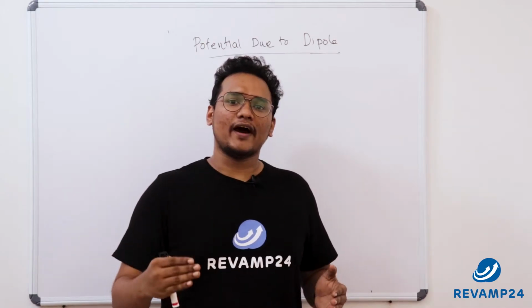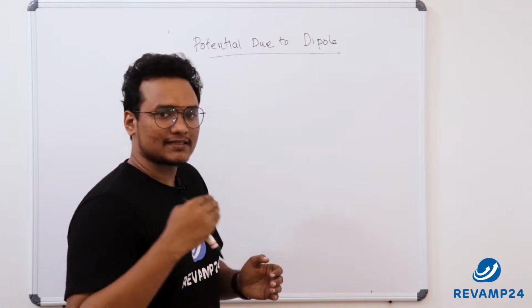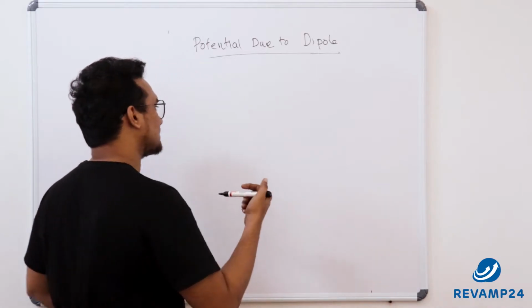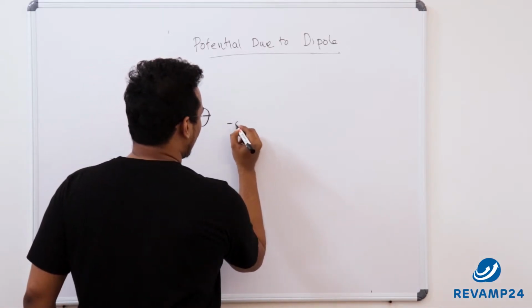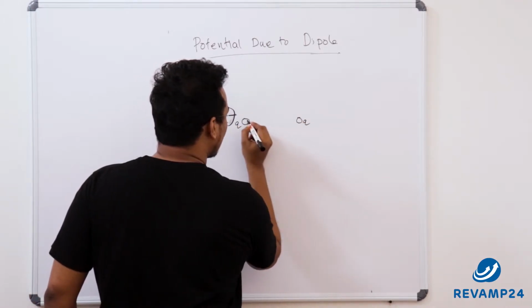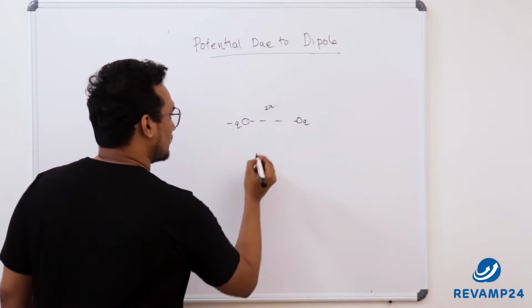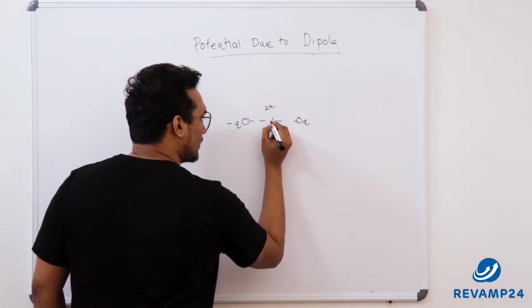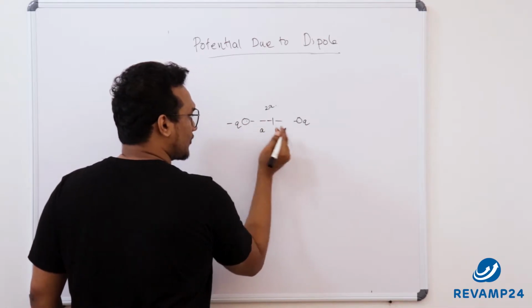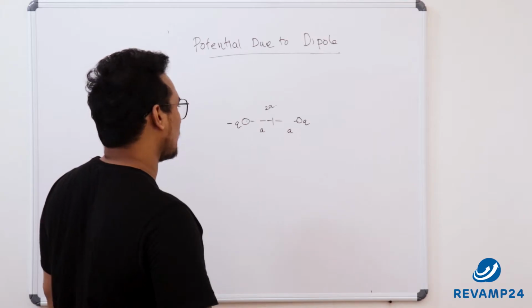Now we will find the potential due to a dipole. There are three different positions with respect to a dipole. So what is a dipole? Equal and opposite charges placed at a distance of 2a apart. Generally we will take it as 2a so that we can exactly map the center of the dipole, that is a distance a from minus q, and from plus q it is at a distance of a away from it.